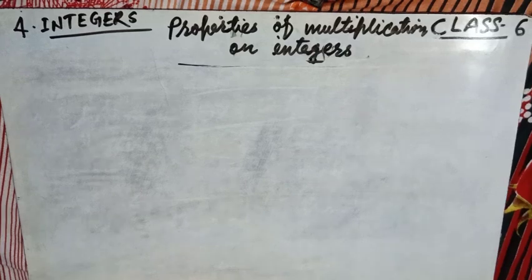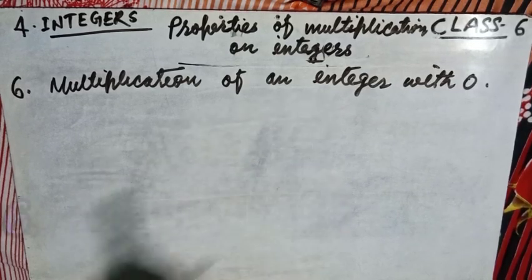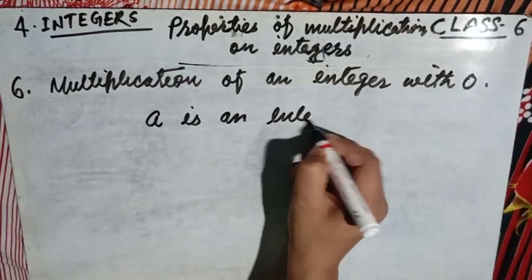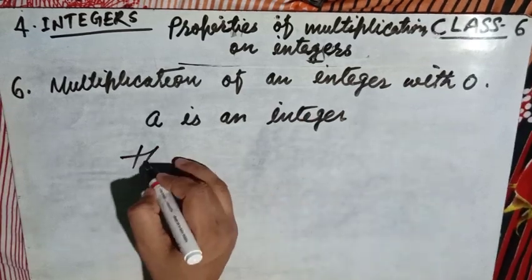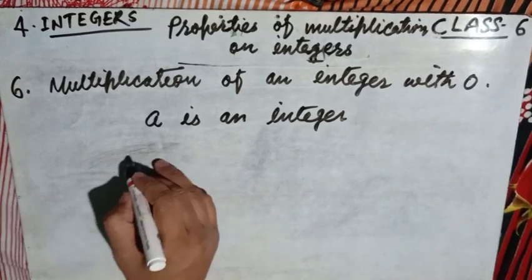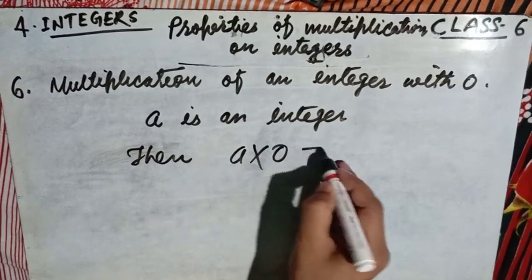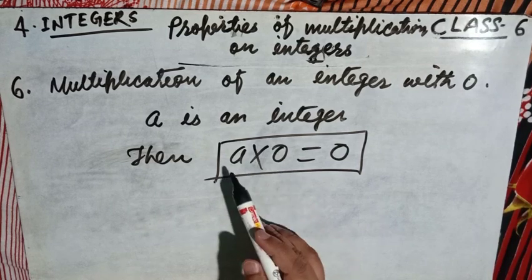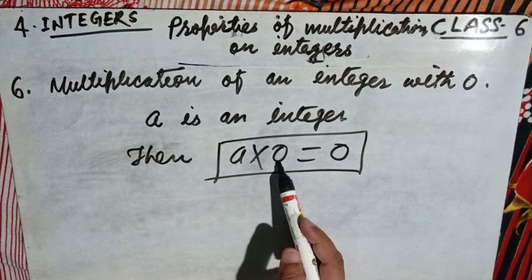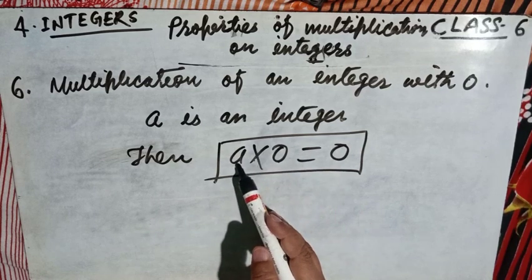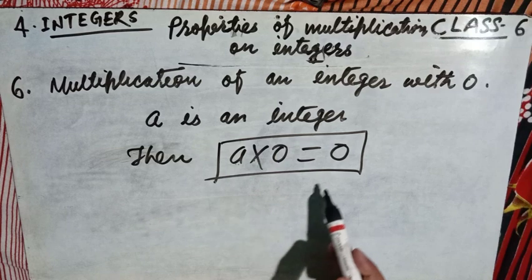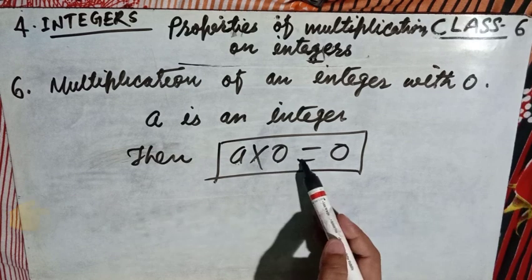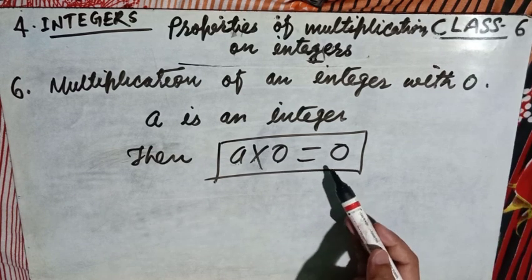So see friends, the last point, multiplication of an integer with 0. Now suppose a is an integer. Then a multiplied by 0 is equal to 0. Remember, this is also known as the property of 0. An integer multiplied by 0 gives us 0. That means a stands for all values of integers, every integer multiplied by 0 gives us 0 as the value. I hope you understand.